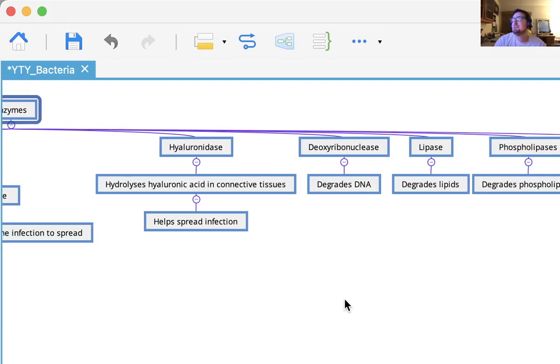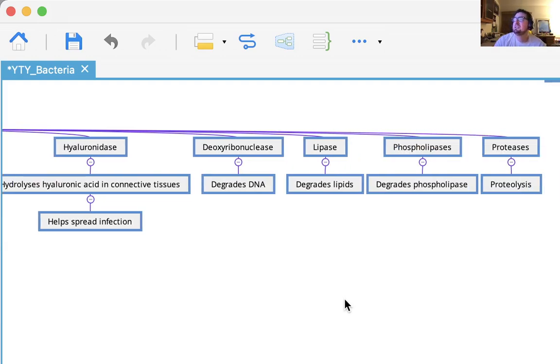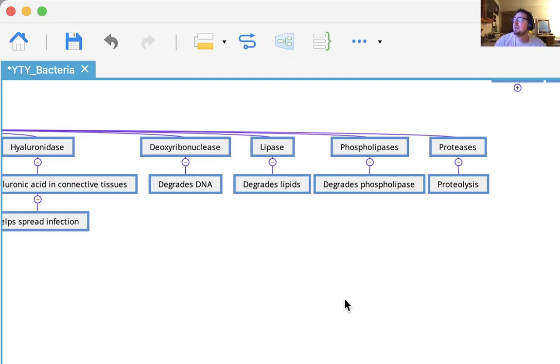The next ones are not super important, but you should probably at least have heard about them. You've got deoxyribonuclease, which degrades DNA. You've got lipase, which degrades lipids. You've got phospholipases, which degrade phospholipids. And you've got proteases, which, as you can guess, cause proteolysis or degrade proteins.